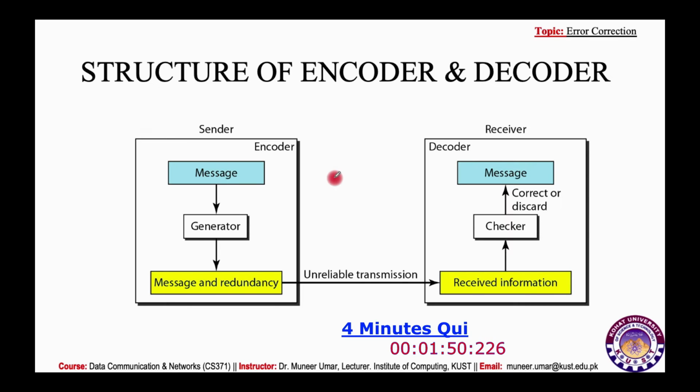So this slide shows the concept of encoder and decoder. Actually, we need redundant bits, or some additional bits, to be attached with the message. So for the generation of these redundant bits, we use a generator, and that generator is applied on the message. At the receiving end, the same procedure is applied, and here the checker is used instead of generator, and this checker uses the same algorithm or the same method adopted by the generator to verify the status of data, whether it is correct or not, whether it is according to the sent data or not.